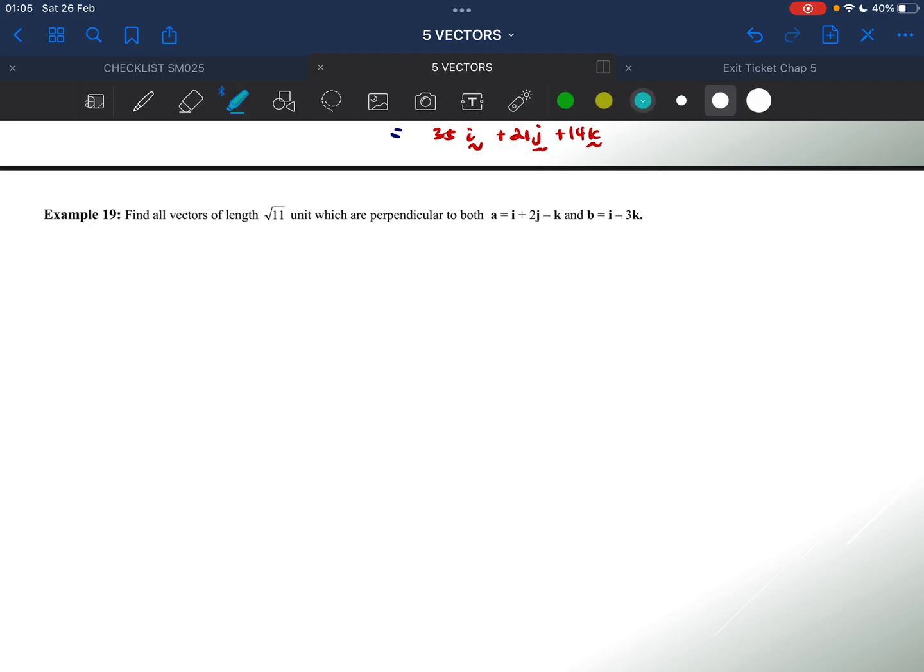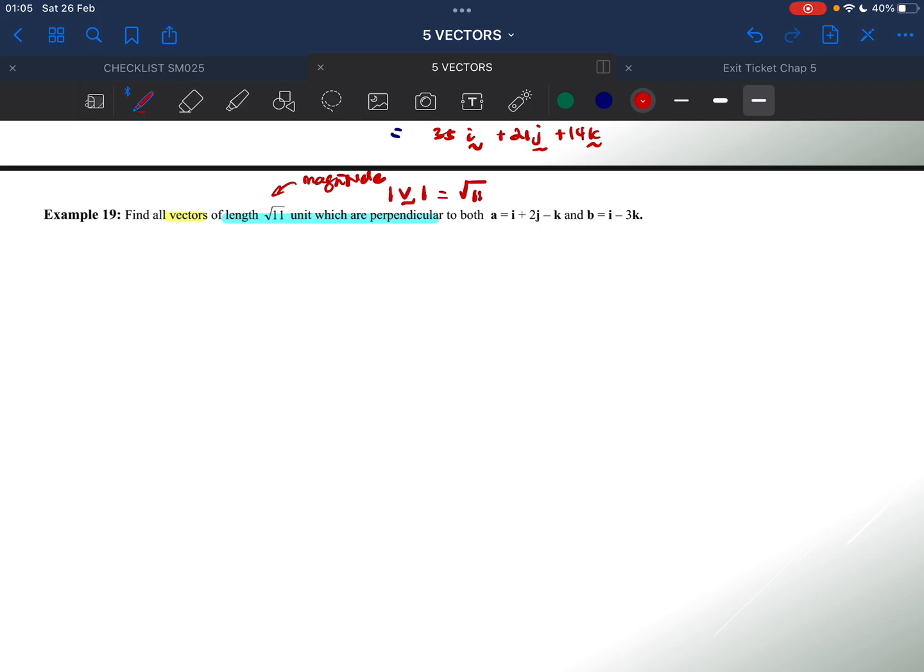So we want to find a vector. All vectors of length square root 11 which are perpendicular to both A and B. You know that length is your magnitude, so this is basically your magnitude. Let's write that as V. The magnitude of V is equal to square root 11.